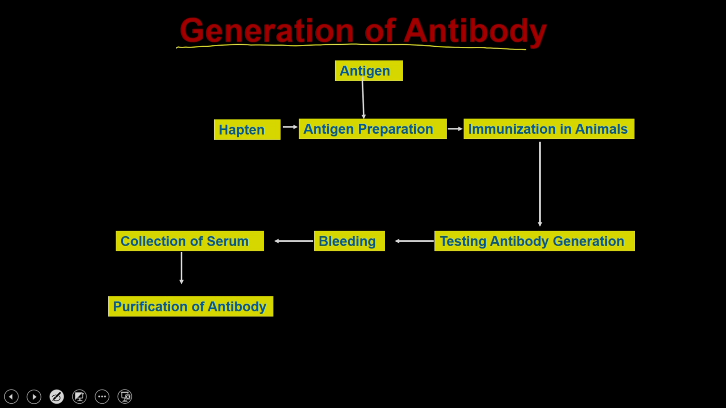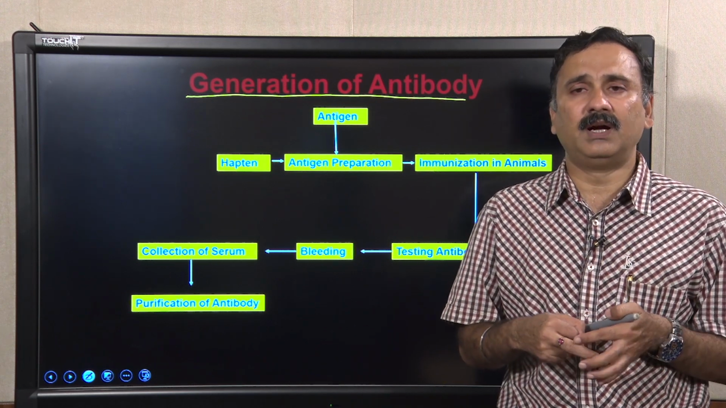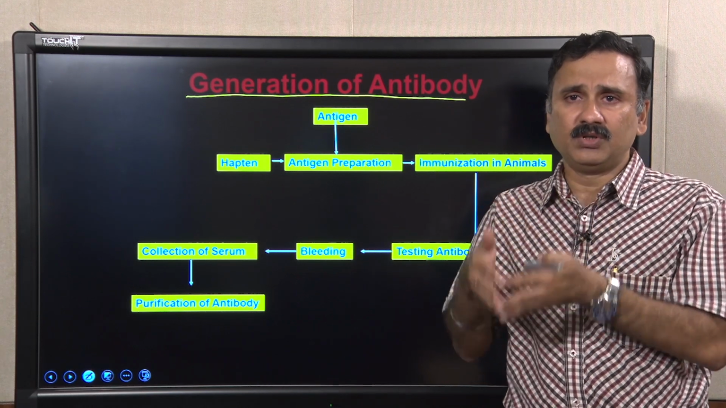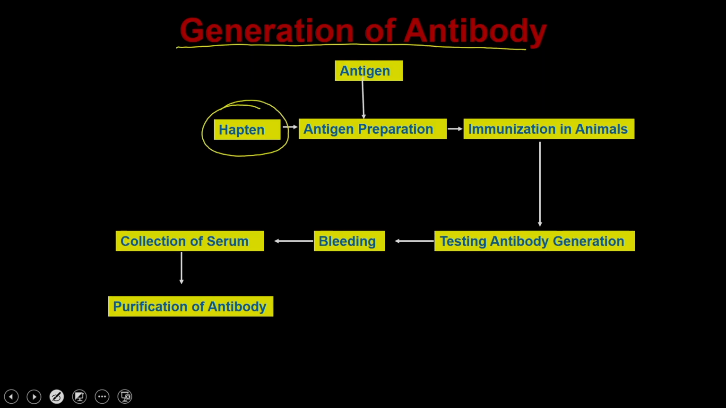An antigen is a proteinaceous substance, an external agent, which is going to cause an immune response in the particular animal. Antigens could be immunogenic or non-immunogenic. The non-immunogenic antigens are called haptens. For example, drug molecules: if you are trying to generate antibodies against, for example, aspirin.